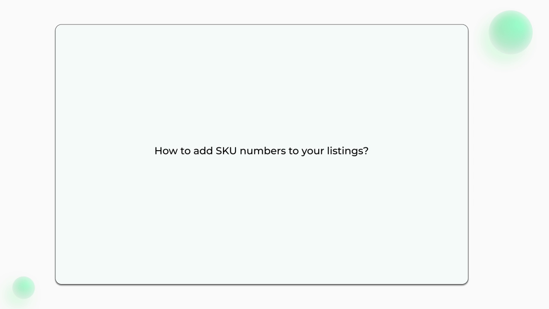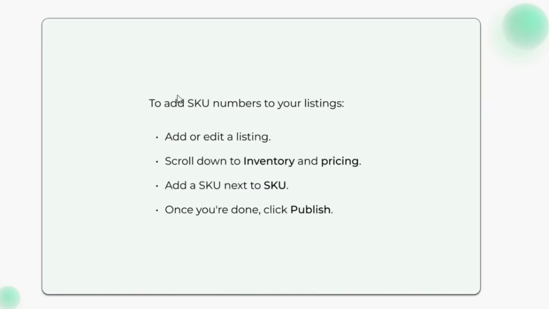How to add SKU numbers to your listings. To add SKU numbers to your listings, click Add or Edit a listing. Scroll down to Inventory and Pricing. Add a SKU next to SKU. Once you're done, click Publish.